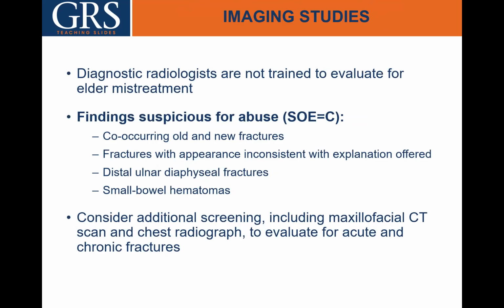For the imaging studies, if you find co-occurring old and new fractures with an appearance inconsistent with the explanation offered, distal ulnar diaphyseal fractures, or small bowel hematomas, we consider physical abuse, and also consider additional screening, including maxillofacial CT scan and chest X-ray to evaluate for acute and chronic fractures.